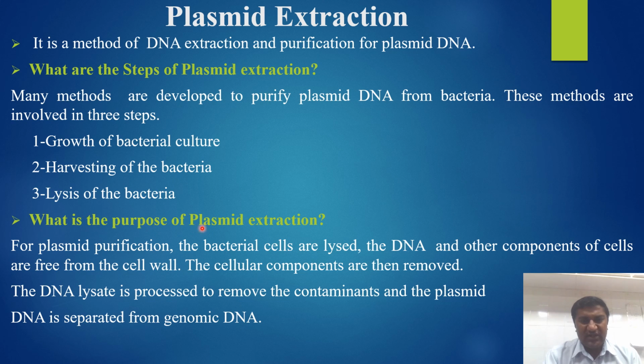What is the purpose of plasmid extraction? For plasmid extraction, the bacterial cells are lysed, and the DNA and other components of the cells are freed from the cell wall. The cellular components are then removed. The lysate is processed to remove the contaminants, and the plasmid DNA is separated from genomic DNA.